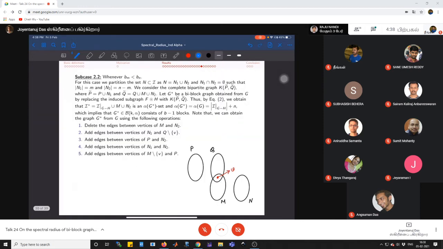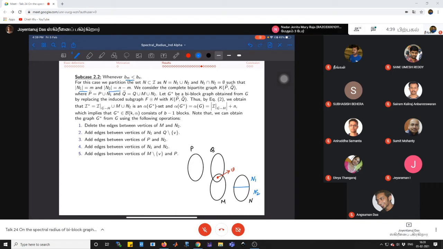The next subcase is, so in the previous subcase we considered that Bm is greater than or equal to Bn. Here the next subcase is Bm strictly less than Bn. Here we partition the set N into two parts, N1 and N2, with cardinality of N1 as N and cardinality of N2 as N plus.